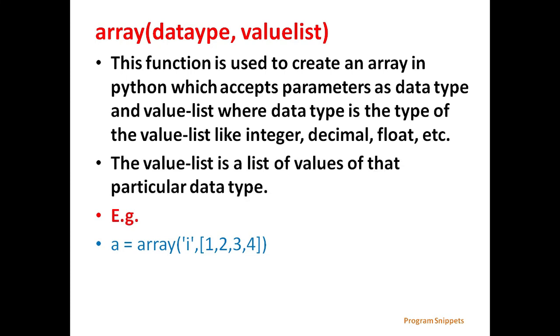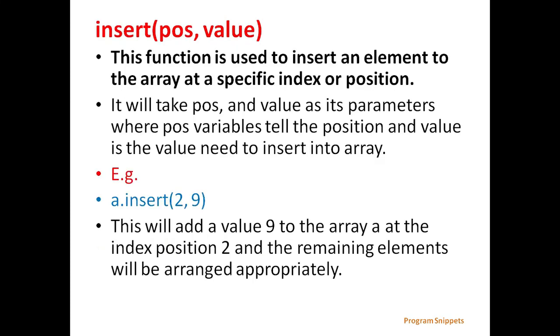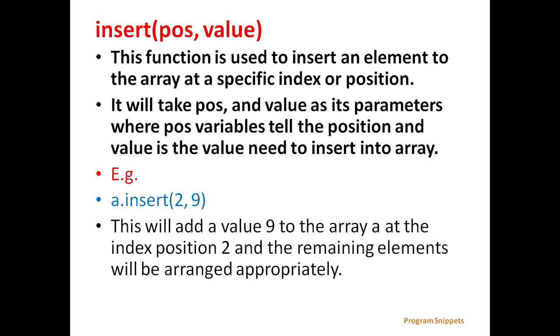For example, a equal to array with parameters I and 1, 2, 3, 4. Here I represents integer data type. Next is insert with parameters, position and value. This function is used to insert an element to the array at a specific index or position. It will take position and value as its parameters, where position tells the position and value is the value that needs to be inserted into the array.